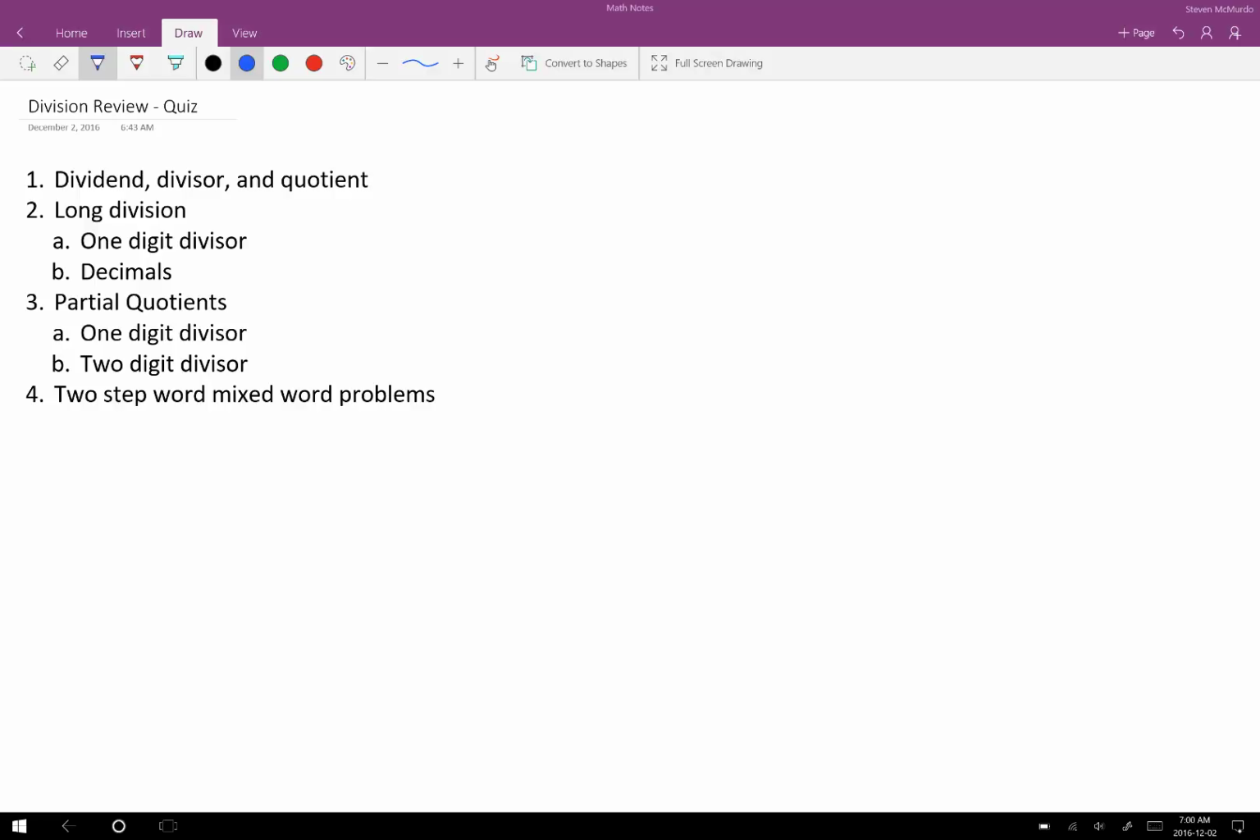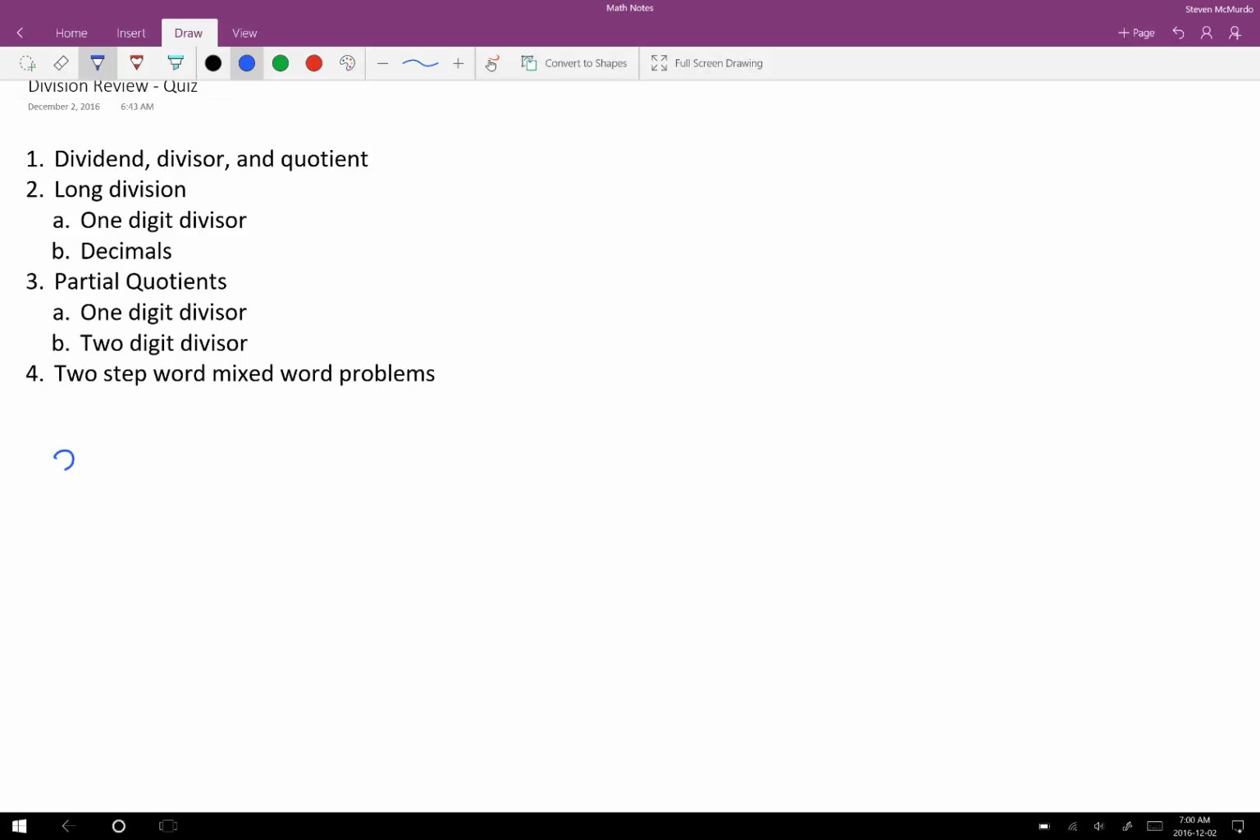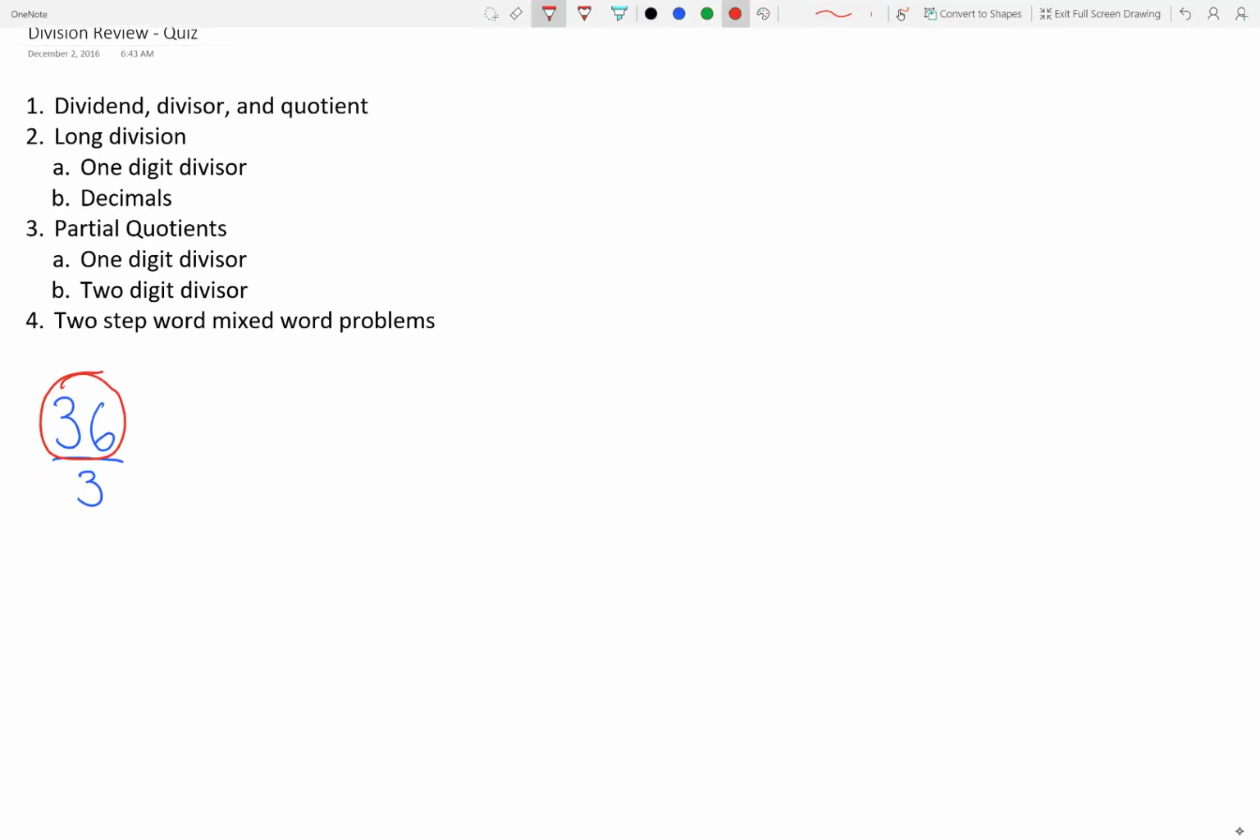on Tuesday. So the first thing that we need to define is the different parts of a division question, and there are multiple ways to write a division problem. So if I was to give you this problem, 36 divided by 3, the numerator in this question is the dividend. So this number here is the dividend. And this number on the bottom is the divisor. And if I was to solve this problem, your answer would be the quotient.